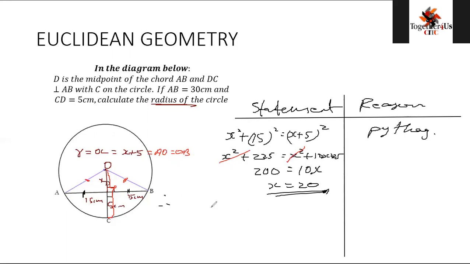Therefore, the radius r is 20 plus 5. And what is that? It is 25 centimeters. Might just be important to throw in the units here, 25 centimeters.